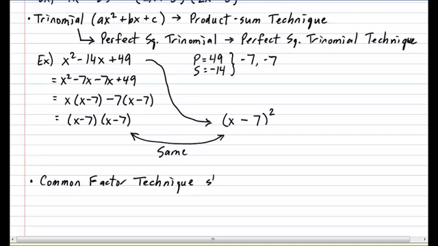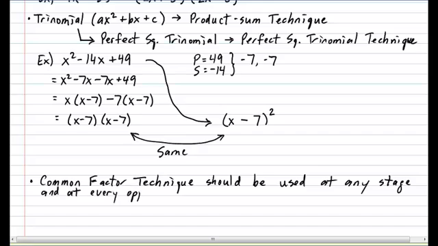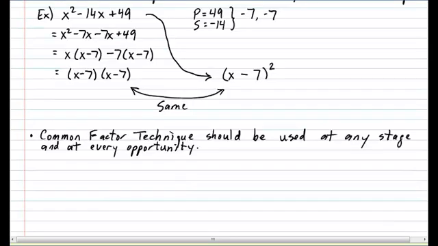should be used at any stage and at every opportunity. So let's do a couple of examples, and you'll get the rhythm for the thought process that I personally go through. Let's put an example.